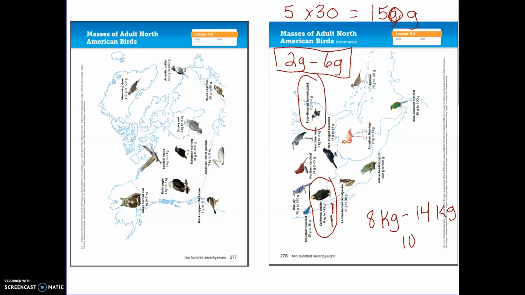Well, there's two choices actually. It could be the northern cardinal right here, because the range is between 34 and 65 grams, and 50 is in the middle of that, so that would work. Or the red-winged blackbird, which is here. The range for the red-winged blackbird is 41 grams to 64 grams, and we knew it was 50 grams, so it's in the middle there. So either one of those birds would work.